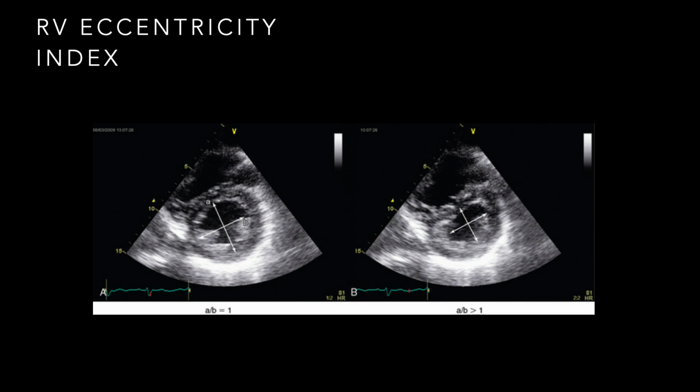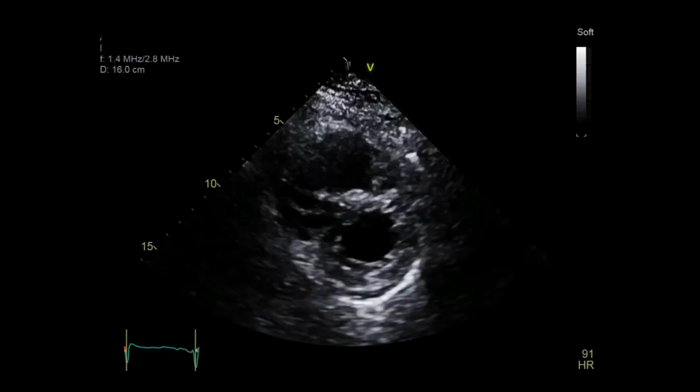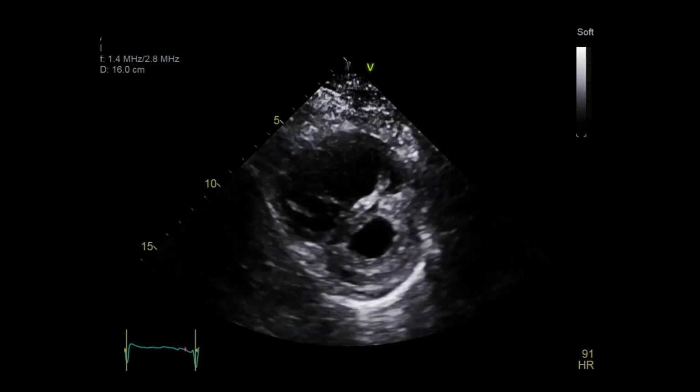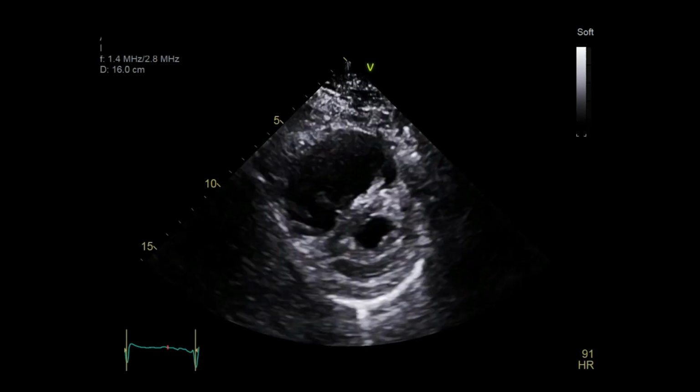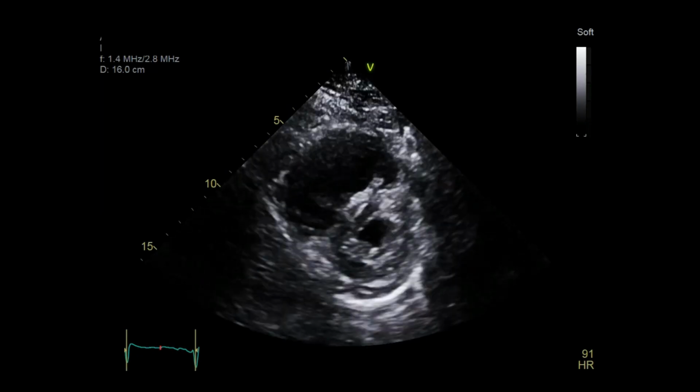There's an index called the RV eccentricity index, and it's the LV anterior posterior dimension to the septolateral dimension. You can measure that in the parasternal short axis view, just with calipers, with a frozen image. If that index is greater than 1, then that's abnormal, and it's suggestive of RV pressure or volume overload. You can see here an example of an overloaded RV with septal flattening.